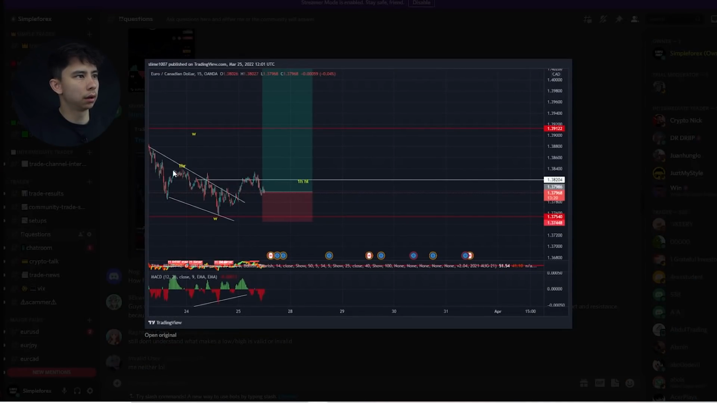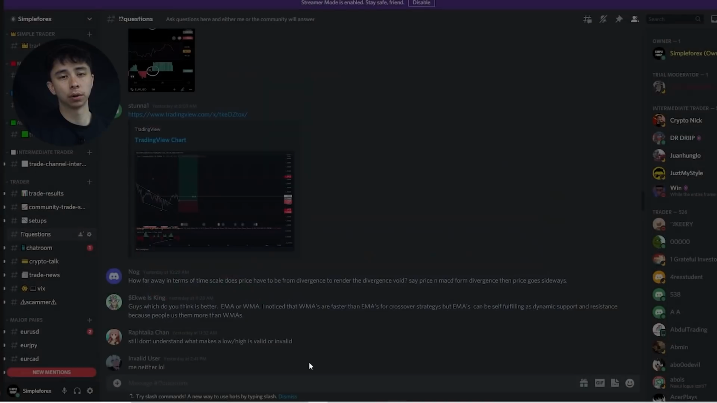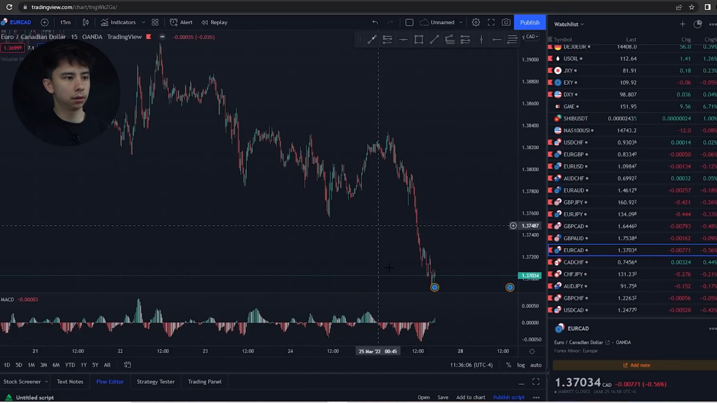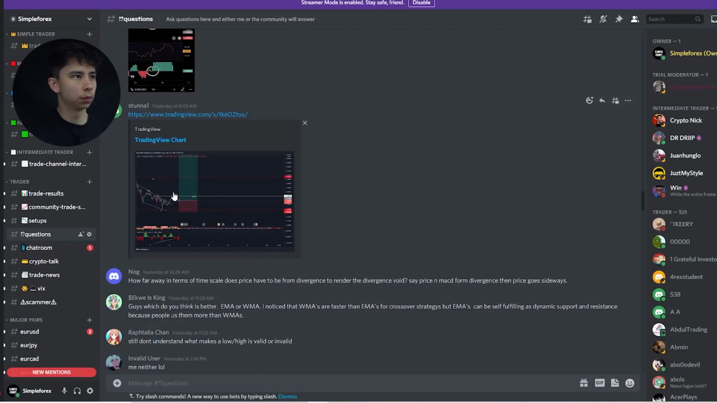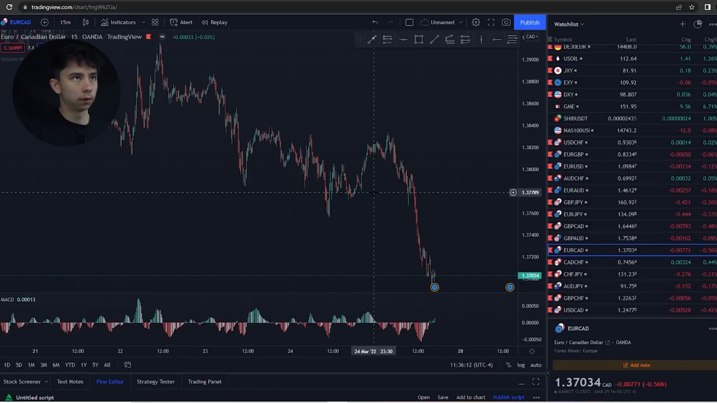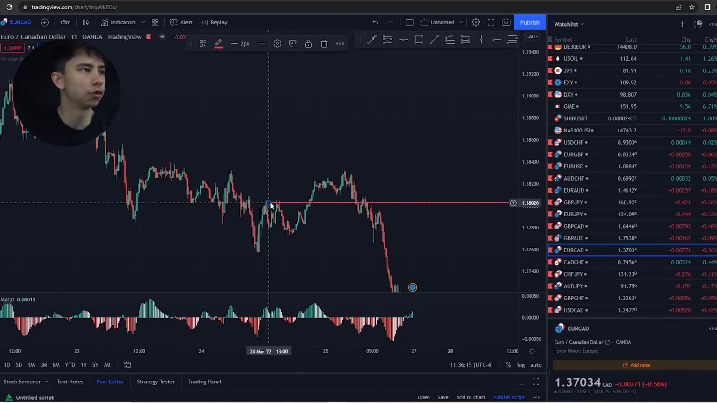It looks like they had a break of structure here, and let's check out this trade. We'll be back. Okay, so we're here on EuroCAD, and we're just going to compare this trade real quick. Looks like that was this here. Okay, cool. This is a good trade to look at.